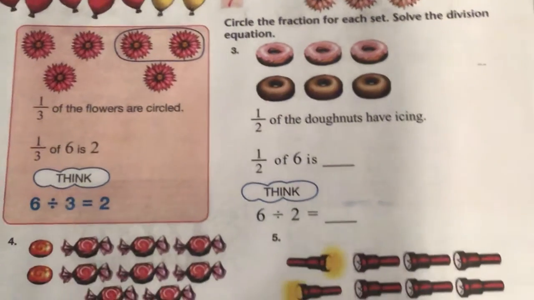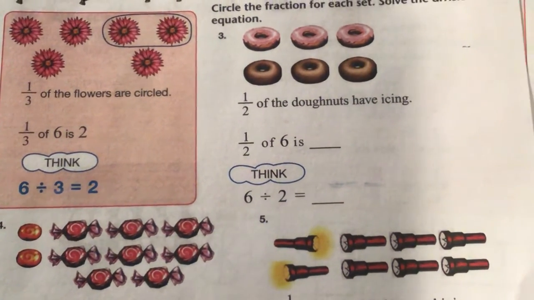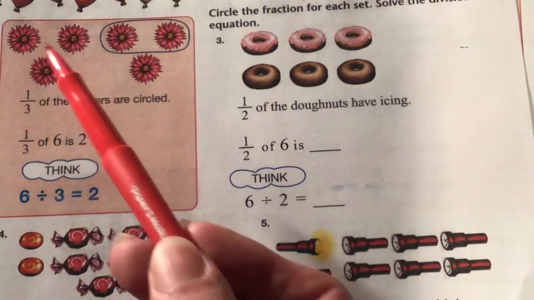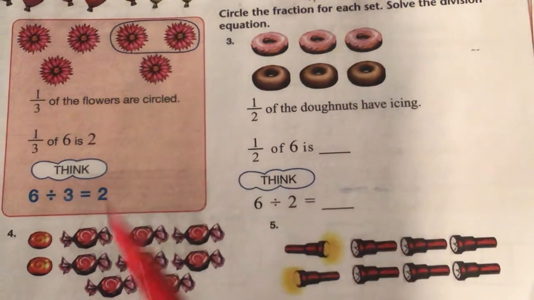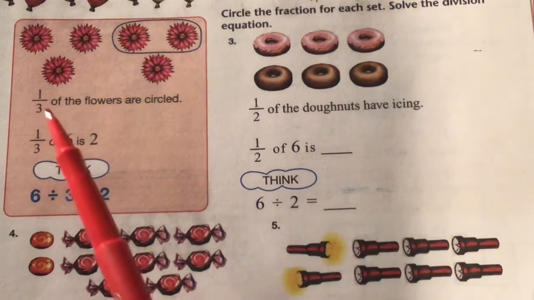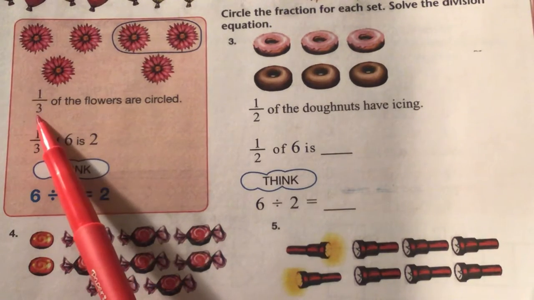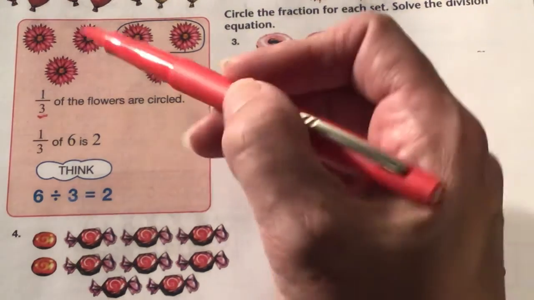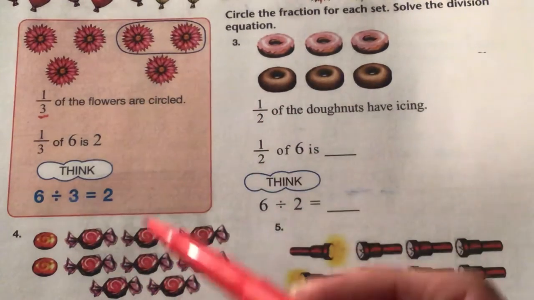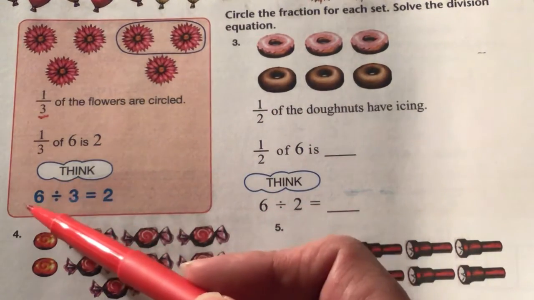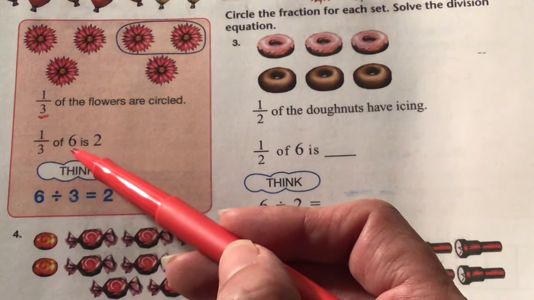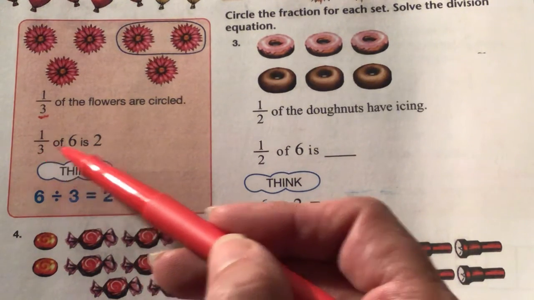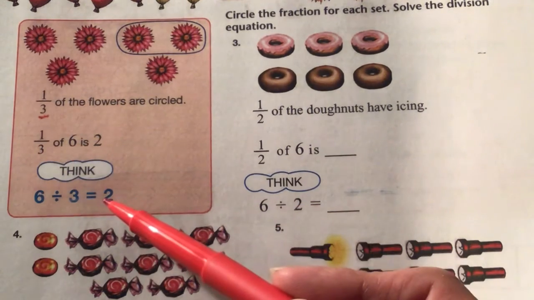This time, we're going to divide these sets, but not by the total number. So if you look at the flowers here in the red box, we have 6 total flowers, but they want us to divide it by 3. The denominator tells us what we're dividing by. So we want to divide it into 3 equal sets. So if I divided these into 3 equal sets, how many would be in each set? Just divide the total number, 6, by the denominator. 6 divided by 3 will equal 2.